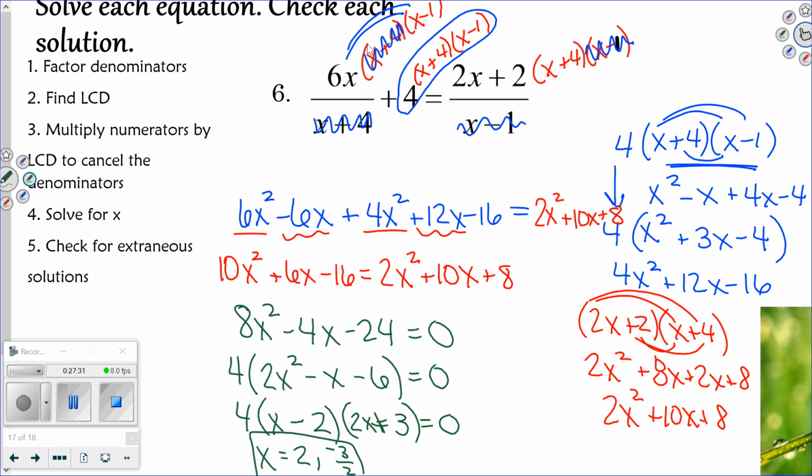Yeah. So, questions on the process. Do we understand the LCD? And now we have to multiply by every single term, right? We can't skip one. Okay. Do we get that part?